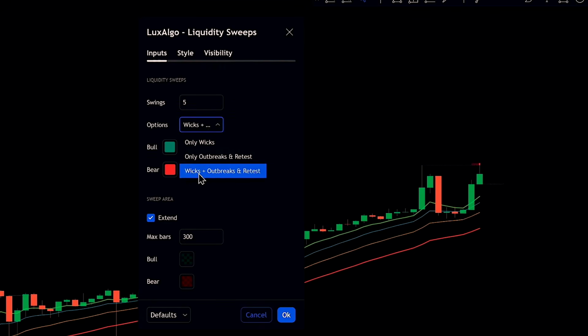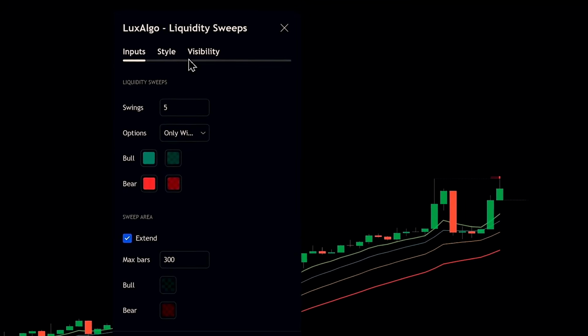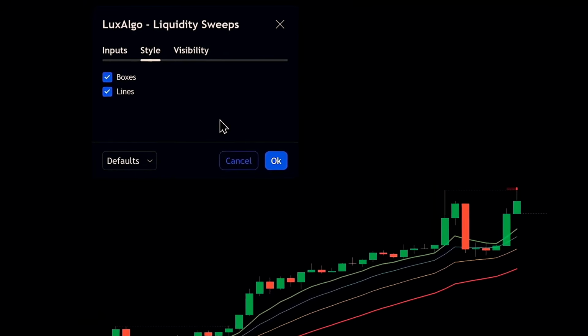layer of validation. The indicator can also track liquidity sweeps at 2 points: the initial touch and a later retest. And if you want a clearer view, you can extend the lines and boxes to show how long liquidity levels last. The Inputs tab offers further customizations, allowing you to disable boxes or lines based on your preference.